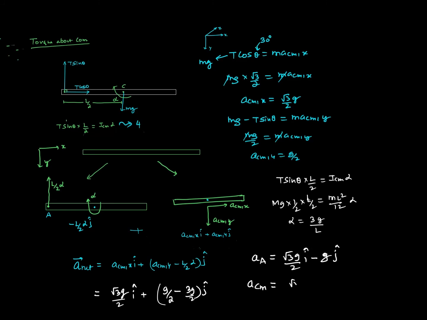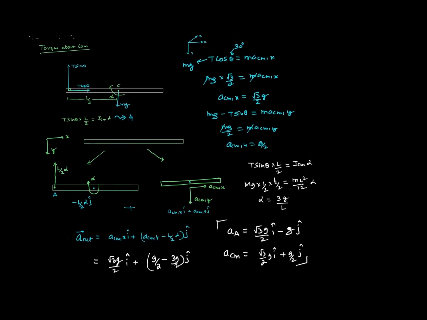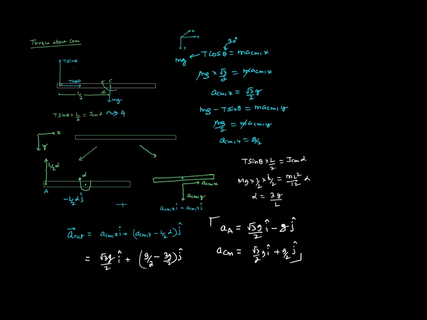It is root 3 by 2 g along positive x and g by 2 along our positive y. I hope everyone got this. So there's one more way to figure out the acceleration of this point P. What is that? As you know, we can calculate the velocities that we had in the case of pure rotation using this vector result.